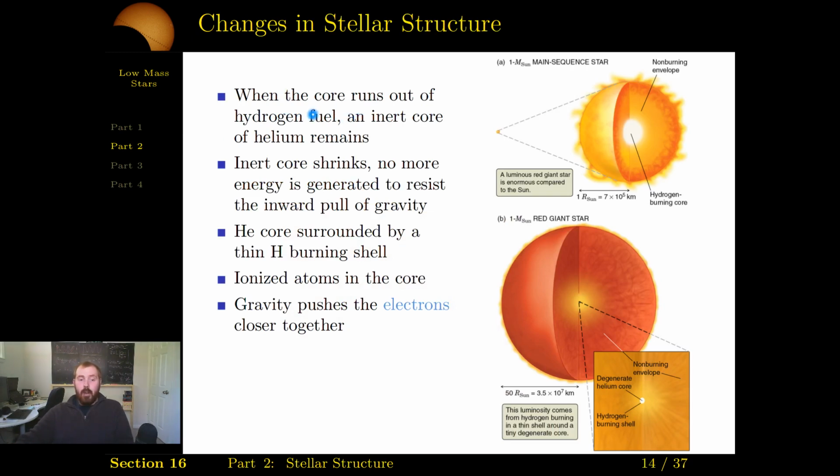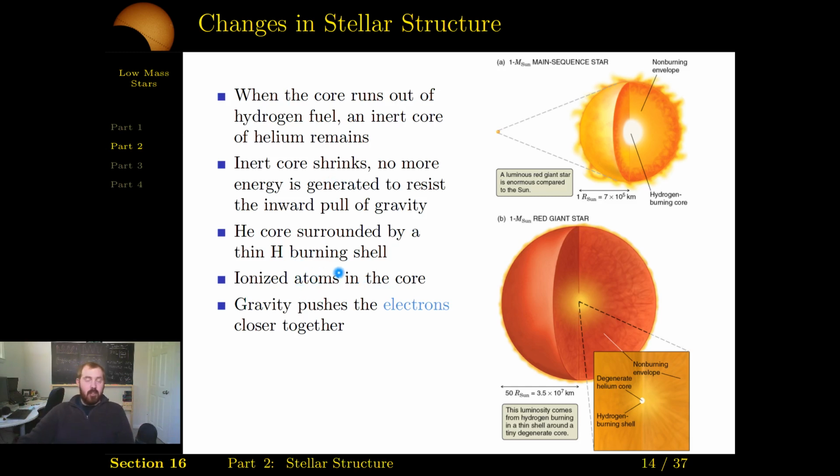When that core runs out of hydrogen fuel, you're left with this inert helium core. Helium that's just trapped in there, and no fusion's happening. The temperature and pressure are not high enough. The core will then shrink. Be careful with me. The core shrinks down. No more energy to resist that inward crushing pull of gravity.